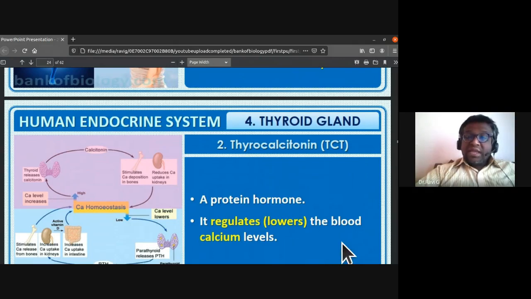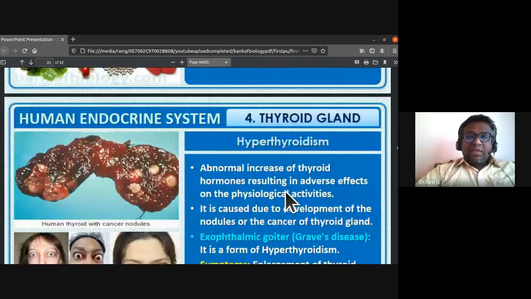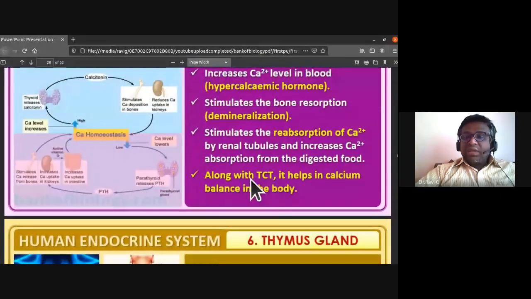It regulates the blood calcium level, as we discussed. In coordination with TCT, thyrocalcitonin, the parathyroid hormone or PTH helps in calcium balance in the body. So homeostasis is the maintenance of a constant level of calcium within our body.